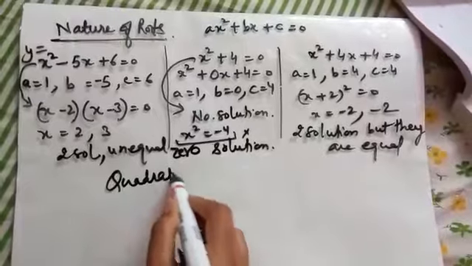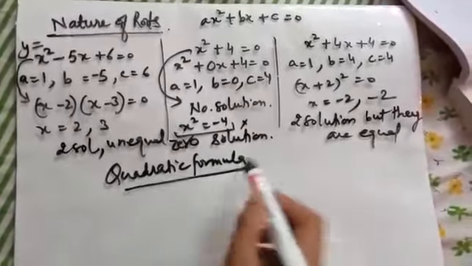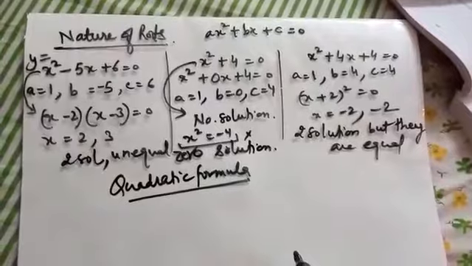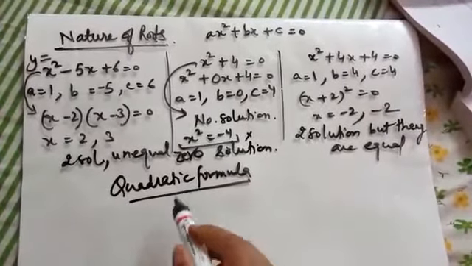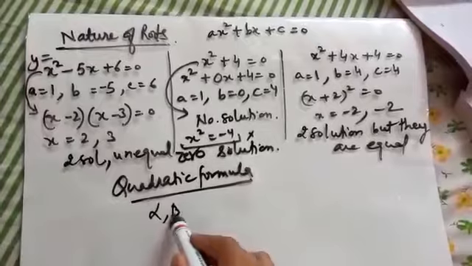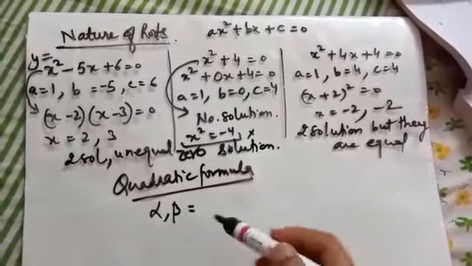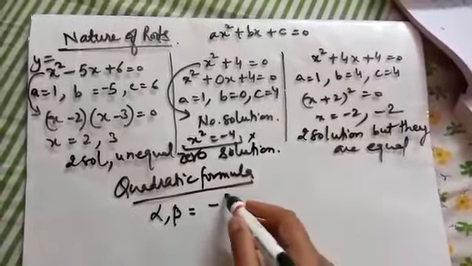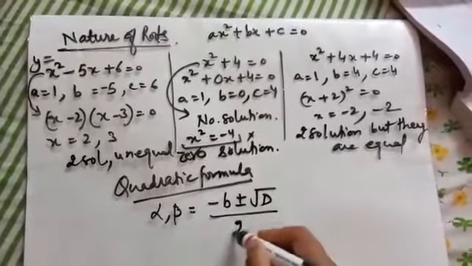and I am telling you now another way, which is called the quadratic formula. Now what is the quadratic formula? The quadratic formula is a formula by which we can find out the solutions of a given quadratic equation. Now suppose there are 2 solutions. The names of the quadratic solutions are alpha and beta. Now alpha beta is given by minus b plus minus square root of d by 2a.